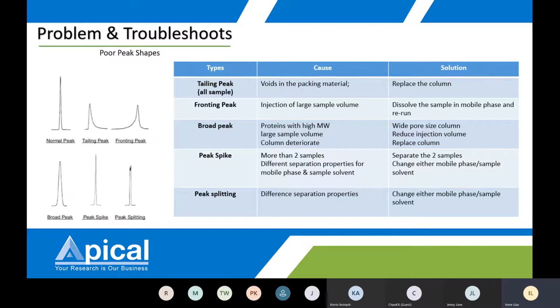and sample solvent. So the solution is to either purchase what we call these longer columns, so that can actually separate, or you need to change the mobile phase or the sample solvent. Now, peak splitting is because of different separation properties. All right, again, you need to dissolve these particular samples in a proper mobile phase or the sample solvent itself.